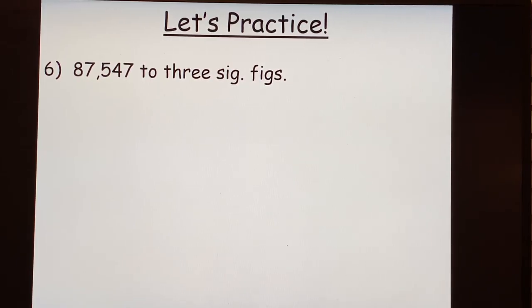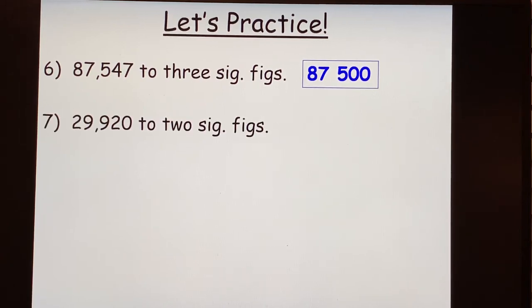3 sig figs, same number. A couple ways you can do this. 87,500 or 8.75 times 10 to the 4th. 29,920 rounded to 2 significant figures. So the 2 and the 9 are the ones we're looking at. And then that 9 is going to round that 9 to a 0, but it's also going to round that 2. It's easy. So it would be 30,000.